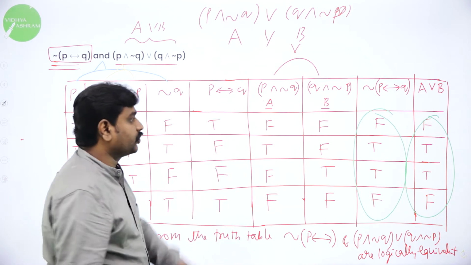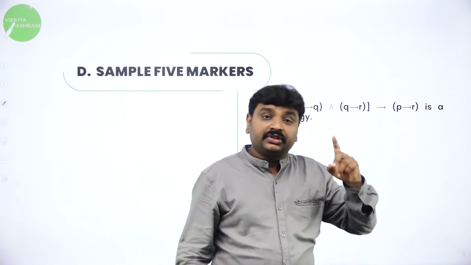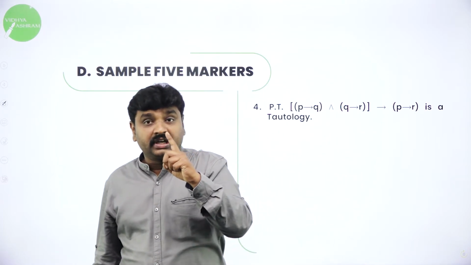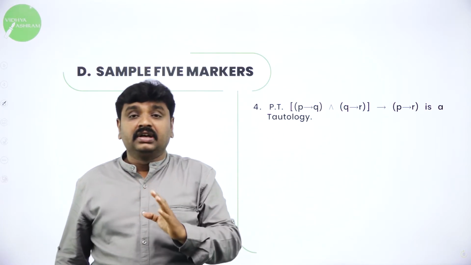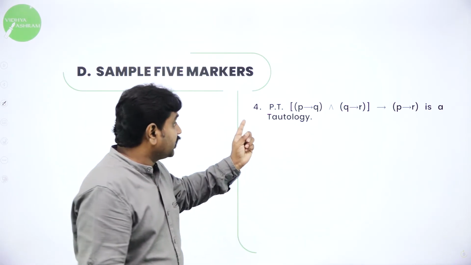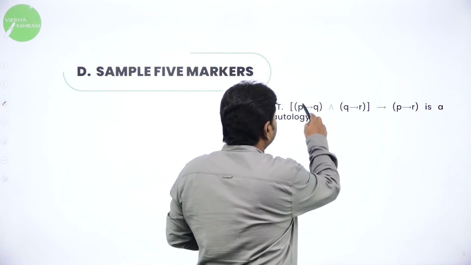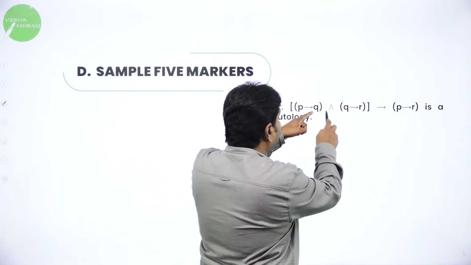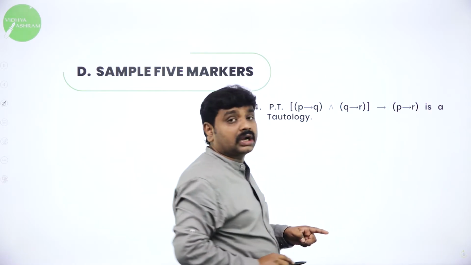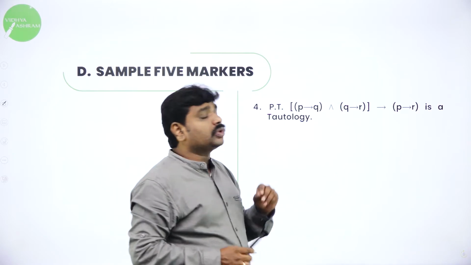Now we'll go to the next question. They are asking you to prove this is a tautology. In the first case we tried and verified whether it's a tautology or contradiction or neither. But now they are telling you to prove tautology, and here clearly you see there are three components P, Q, and there is one more proposition called R. P, Q, R, three values they give, and they are asking you to prove tautology.